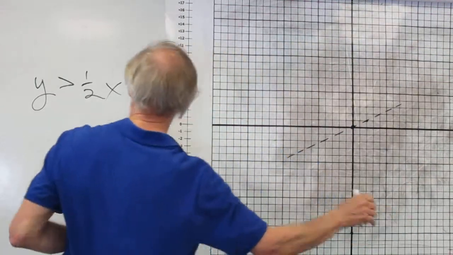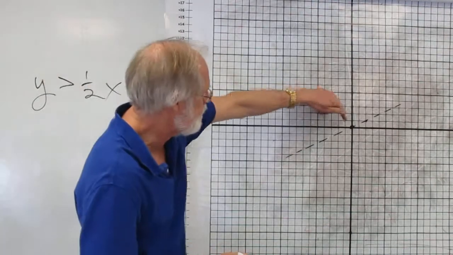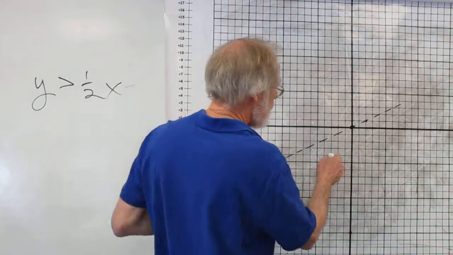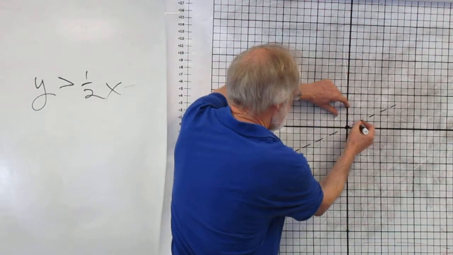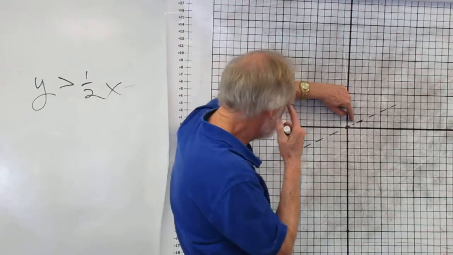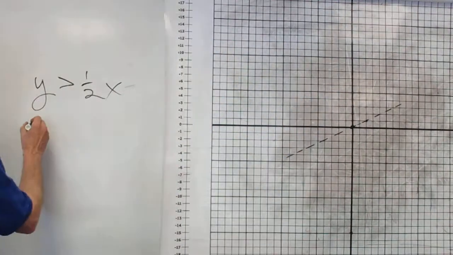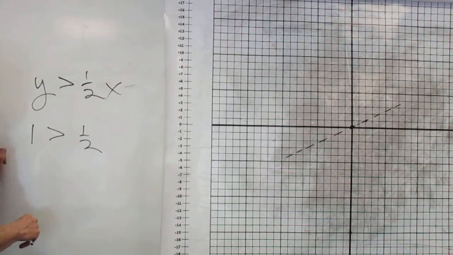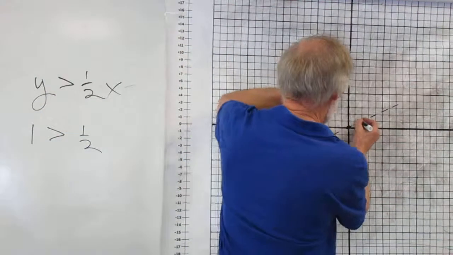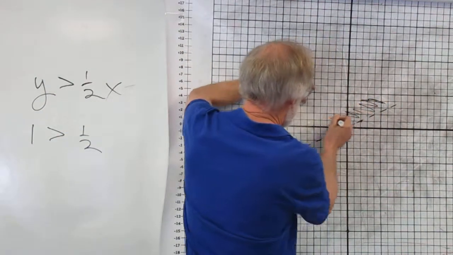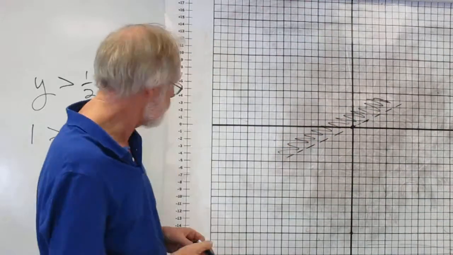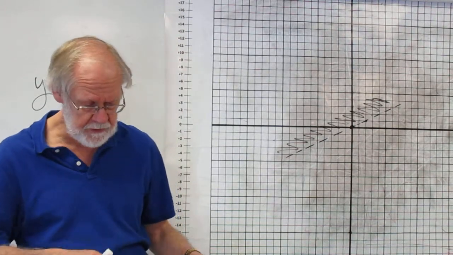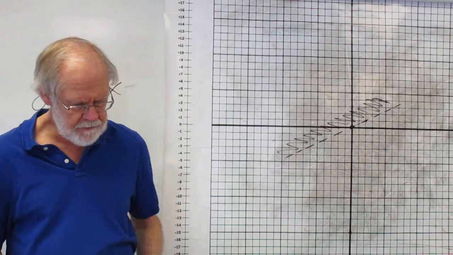Okay, now the only difference here is I can't use 0, 0 because it's right on the line. It won't tell me which side I want. So I can use something else. I can use 1, 1, which is not on the line. Let's try that. That's an easy one to use. So 1 is greater than 1 times a half, which is a half. Is 1 greater than a half? Yes, indeed. So this worked. So I'm going to shade the side that 1, 1 was on. Okay? It's that simple.